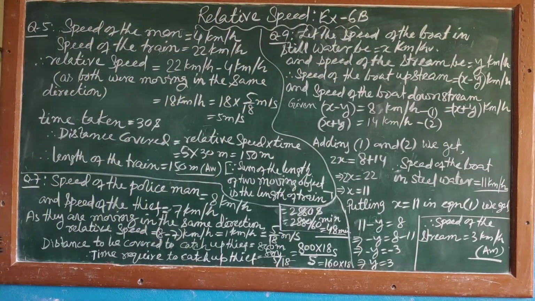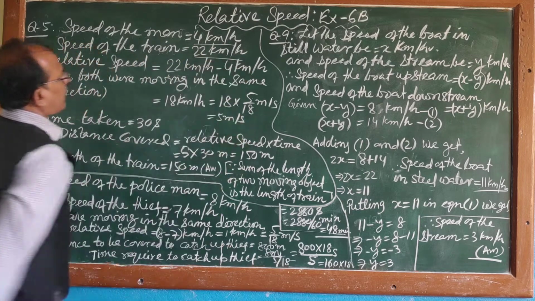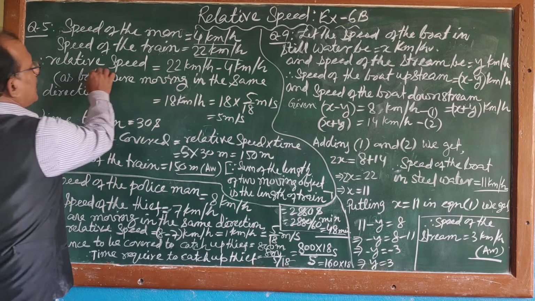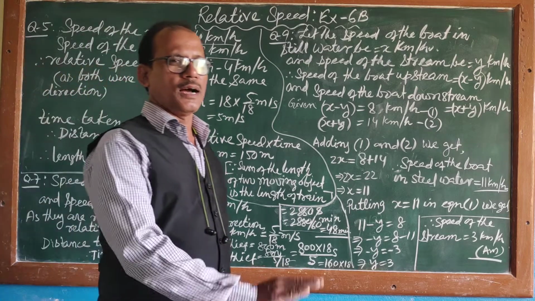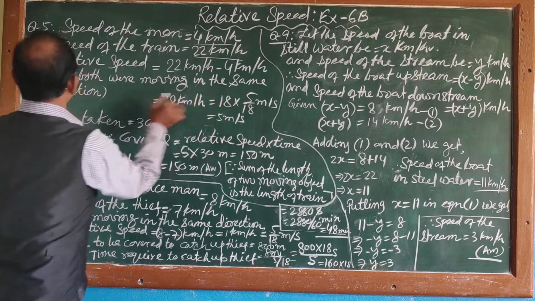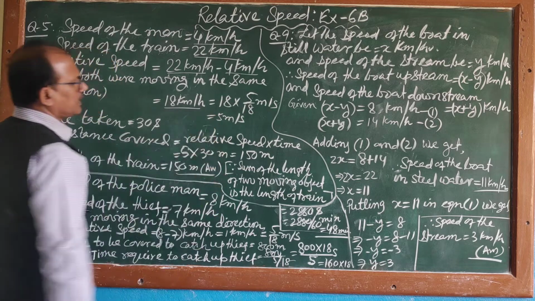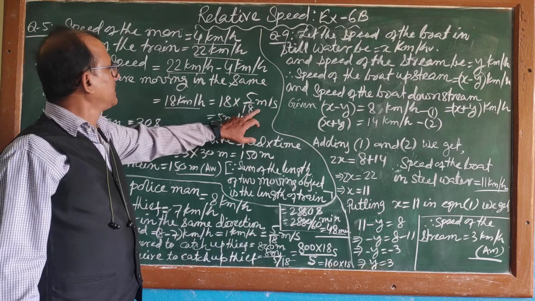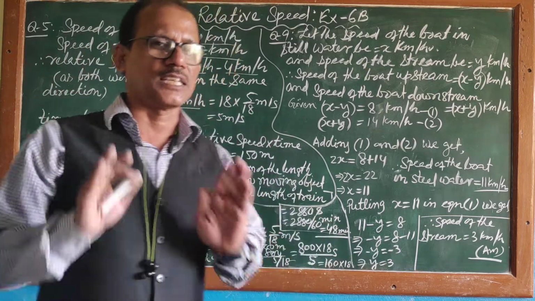So in this case, the speed of the man is given to you as 4 km per hour, and the speed of the train is given to you as 22 km per hour. And the relative speed will be 22 minus 4 km per hour because the train is coming behind the man. So they are moving in the same direction. Relative speed will be 22 km per hour minus 4 km per hour, which is equal to 18 km per hour. 18 km per hour is equal to 18 into 5 by 18 meter per second, which is equal to 5 meter per second. 5 meter per second is the relative speed.